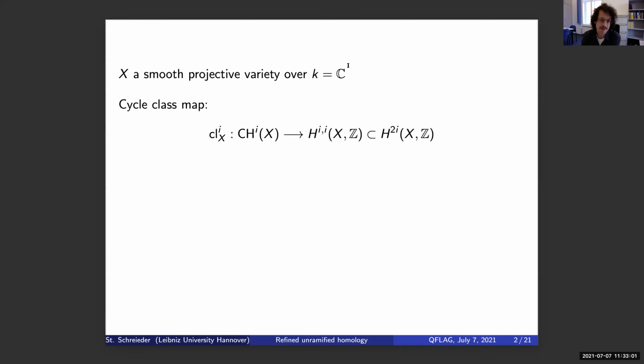And then over C, we can look at the cycle class map from the Chow group to cohomology. If X is a smooth projective variety and you have a cycle, you can map it to its homology class. And by Poincaré duality, this is a cohomology class. Since we are over C, this lands in a certain subspace, the subspace of Hodge classes. And the problem that we would like to understand is to describe the kernel and image of that map.